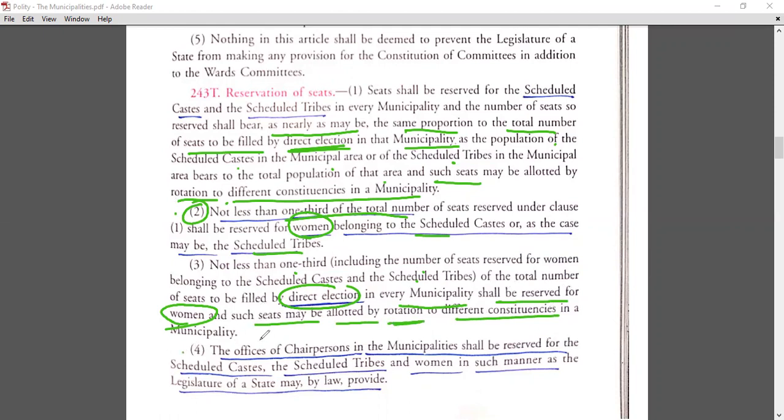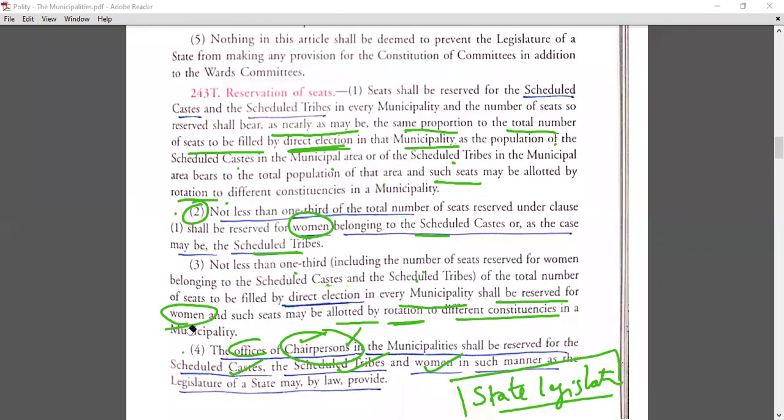Fourth, the offices of chairpersons of municipalities shall be reserved again for scheduled castes, scheduled tribes and women, but here the power has been given to the state legislature. So when it comes to offices of chairpersons of municipalities, yes, reservation is there, but the authority lies with the state legislature. The manner in which they will do it, the state legislature has to do by law. Okay, regarding the offices of chairpersons. Okay, next.